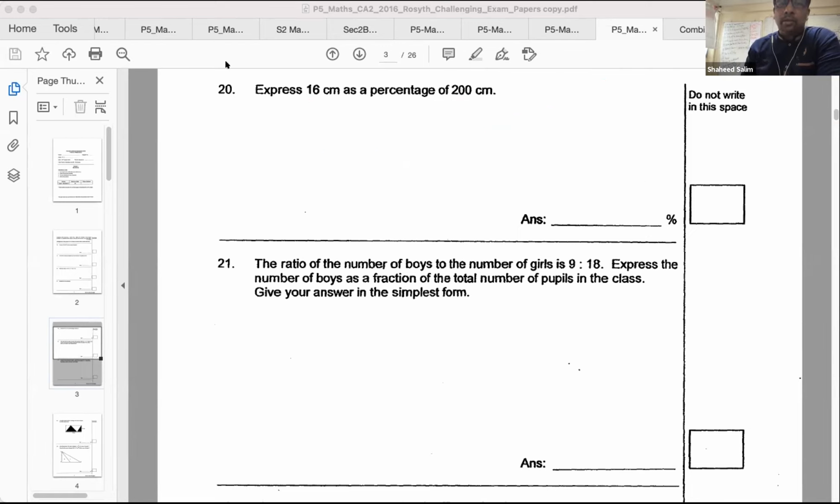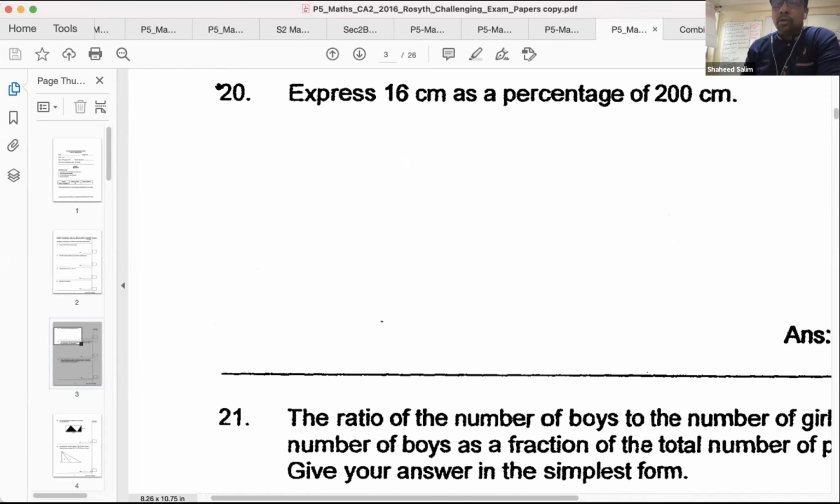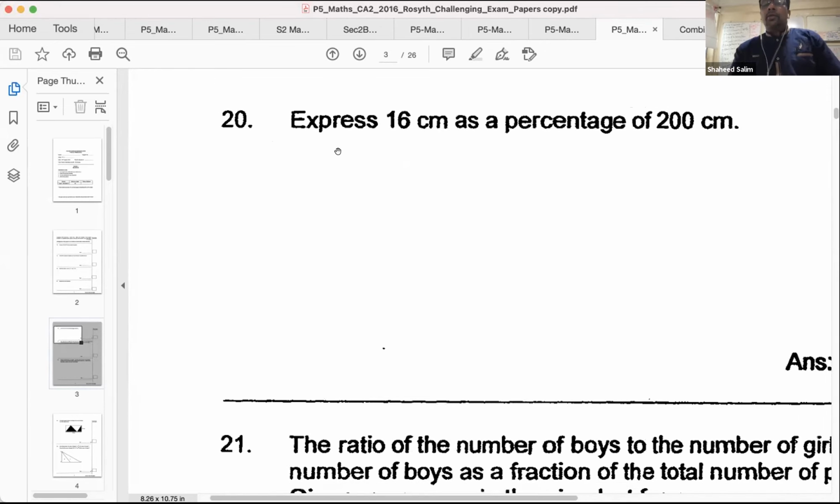So Naomi, it's good that you tell me you don't know, because some other students also don't know, but they don't say anything.